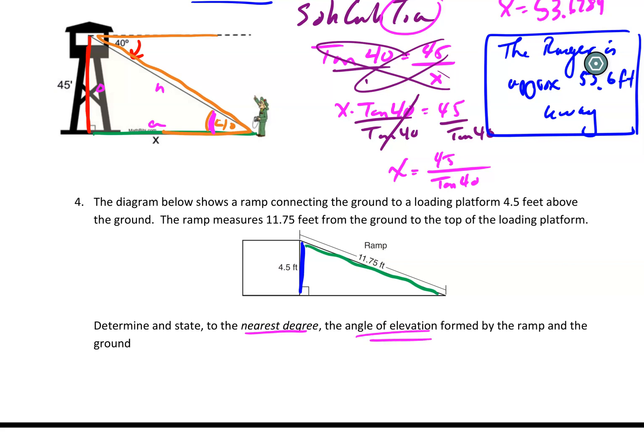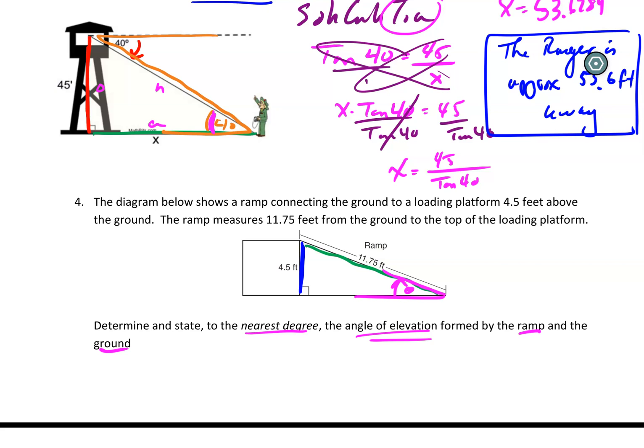So now here is an example where we don't have the angle. We're looking for the angle. The angle of elevation is an increasing angle from the ramp to the ground. So here's the ground, here's the ramp, there's my angle. So I'm looking for this. Now you can call it X, you can call it theta, you can call it whatever letter you want to use, but I'm going to use theta because that's kind of the norm. But again, if you'd rather use X, by all means use X. So let's figure this out in here.